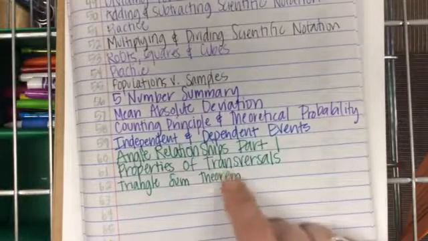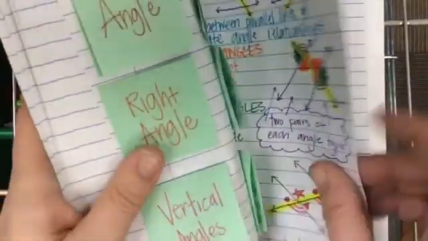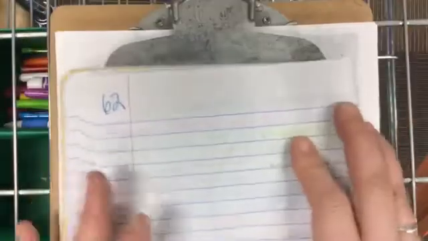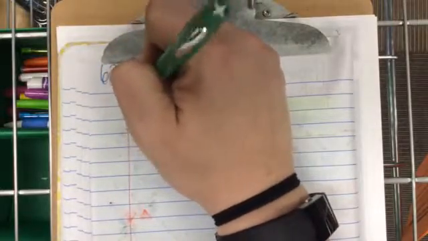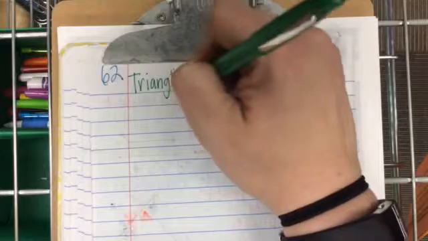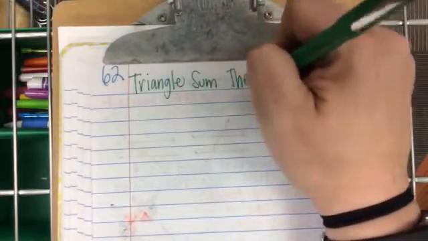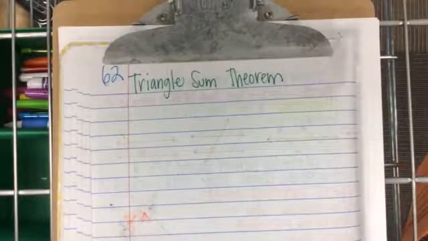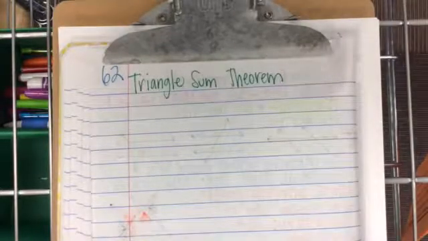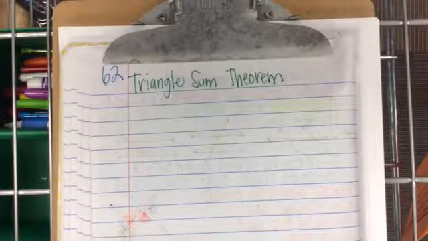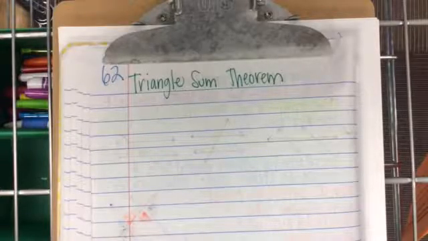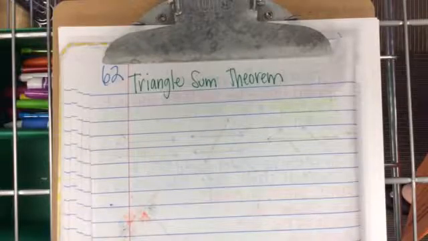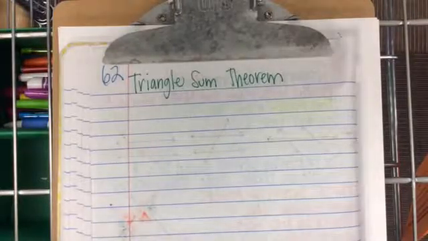Right, so today is triangle sum theorem, page 62. We are still working with angles. However, today our angles will be in the form of triangles. In a triangle, how many angles are there? Because it's called tri, and tri stands for 3.